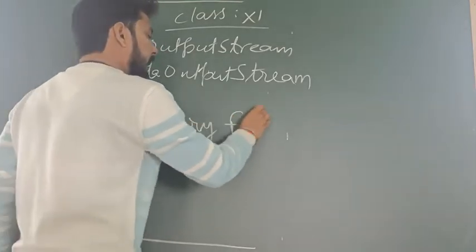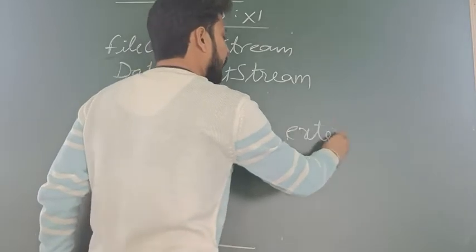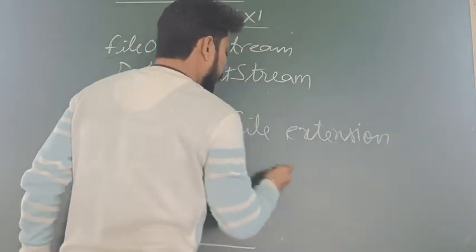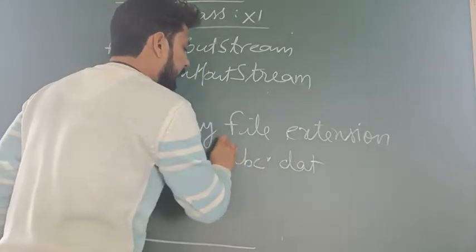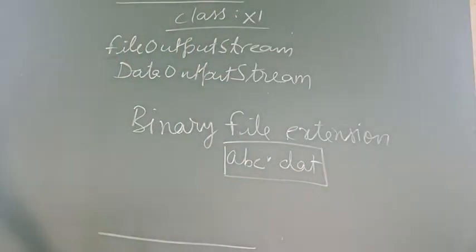What is the meaning of the extension? That is the dot by which it is saved. So .dat is there. And suppose we have taken the file abc.dat, and we had created the file. So the file output stream just connects your abc.dat file with your Java program.